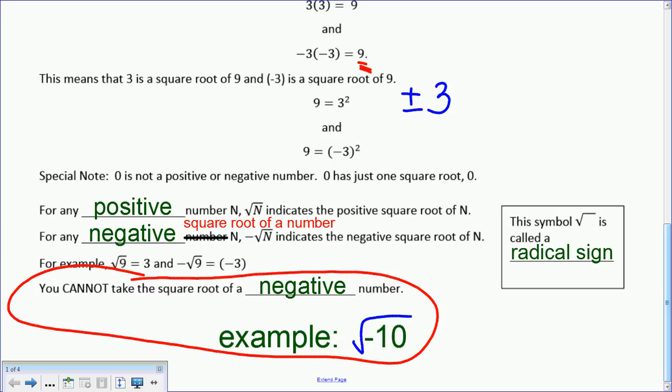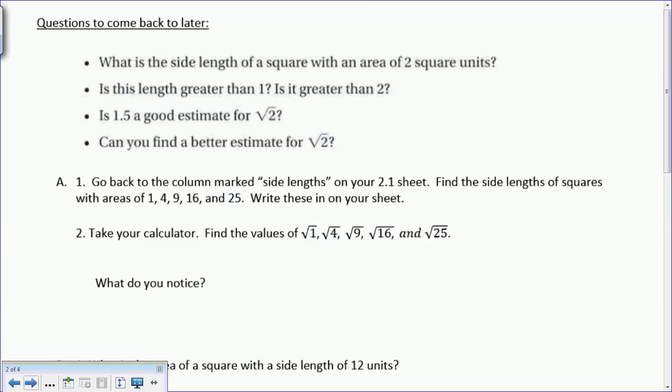All right, everyone got that front page all set up? Moving on. Some questions that we're going to come back to later. What is the side length of a square with an area of 2 square units? We'll come back to these questions later. Let's move on to part A. Go back to the column marked side lengths in your 2.1 worksheets. Find the side lengths of squares with areas 1, 4, 9, 16, and 25.